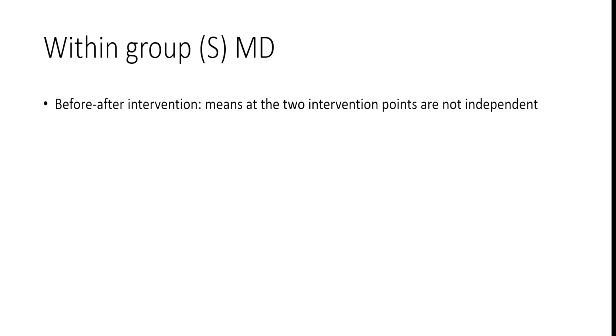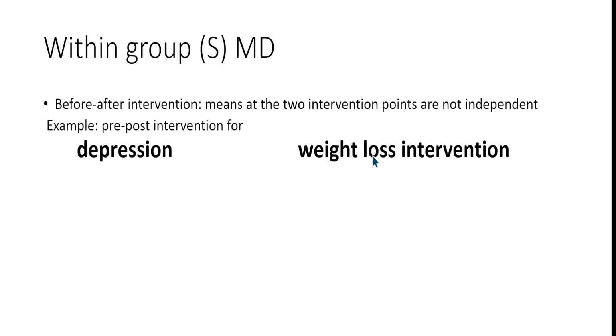Then you see the difference between the beginning and the end: the mean at the end of the intervention minus the mean at the beginning of the intervention. So the means at the two time points are not independent. That's a problem within the group, because the mean at the end is related to the mean at the beginning. The mean at the beginning actually predicts the mean at the end, so the two means are not independent. That's actually problematic.